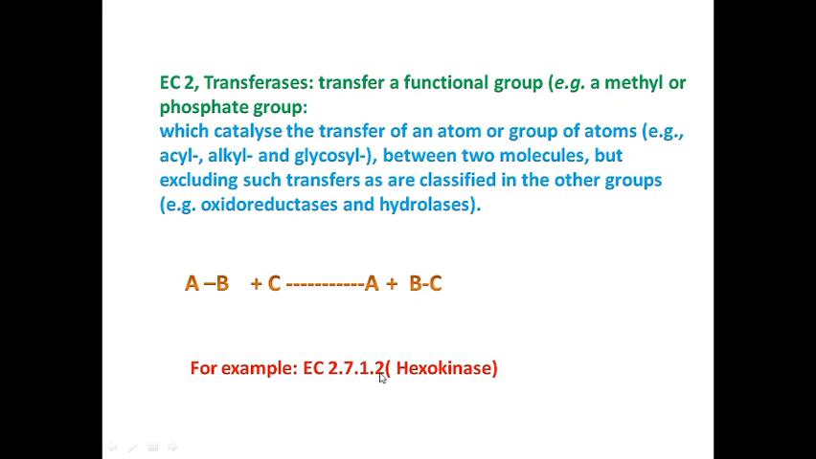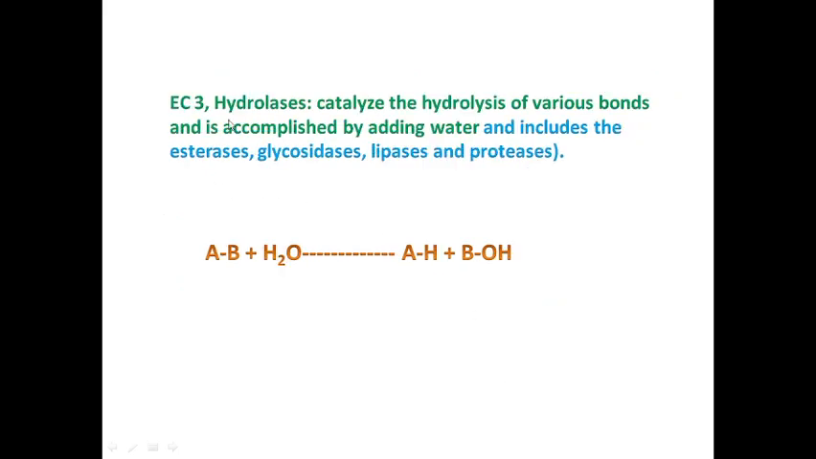And the last number shows the order in which this enzyme was added in this category. It means hexokinase is the second enzyme in the category of transferases. So every enzyme has a proper nomenclature, and it will be like this. So for your understanding, I had chosen this example of hexokinase.